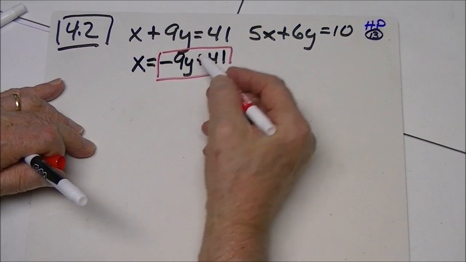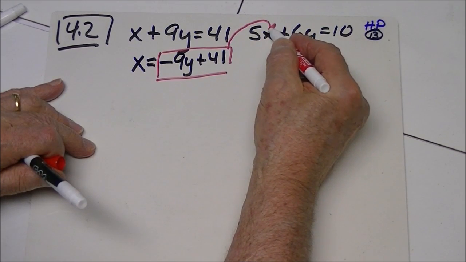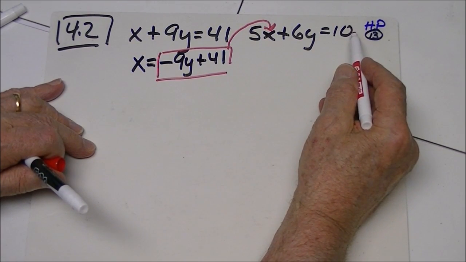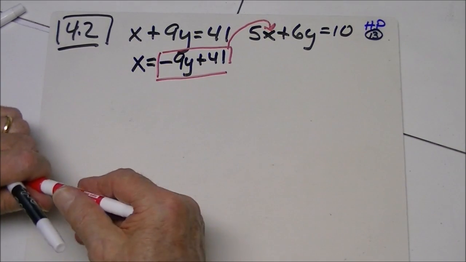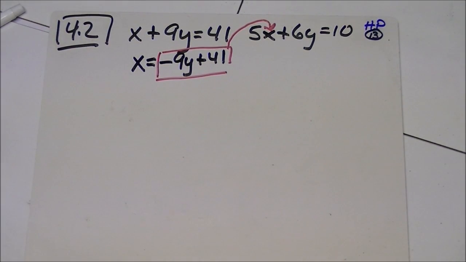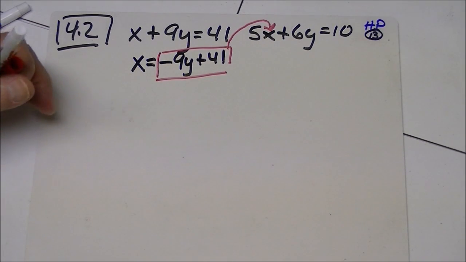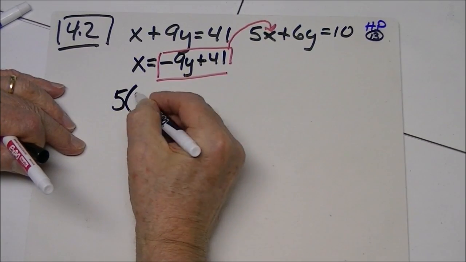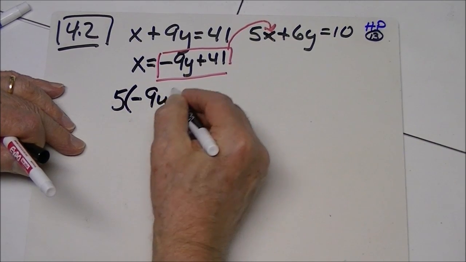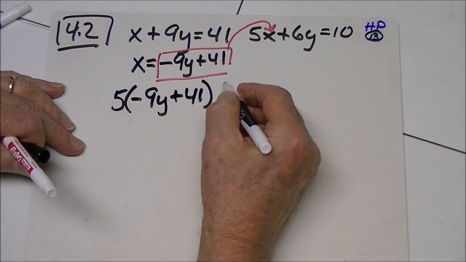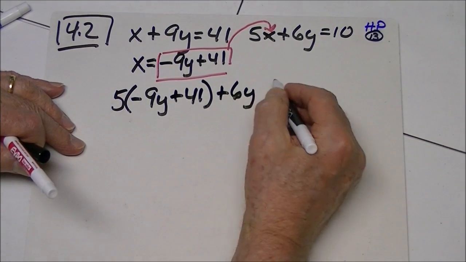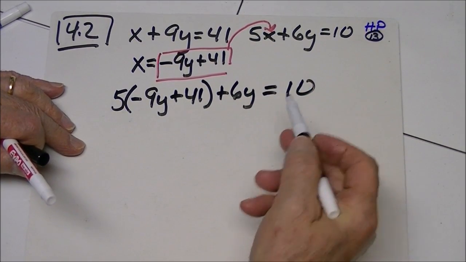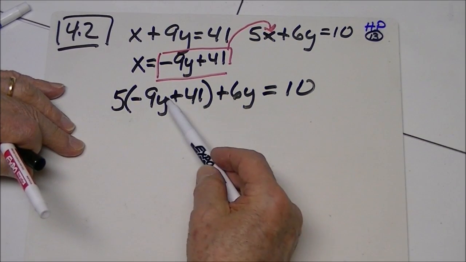So we're going to take this value and substitute it in the other equation where the x is. So this is what we want you to do and see what you come up with. All right, so first thing we should do is substitute 5 times, and in parentheses, negative 9y plus 41, plus 6y equals 10. And once again, we have an equation with only one variable.